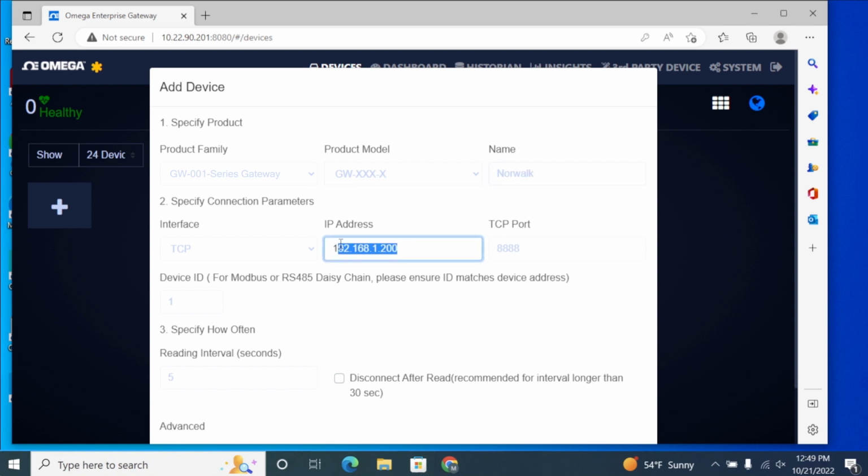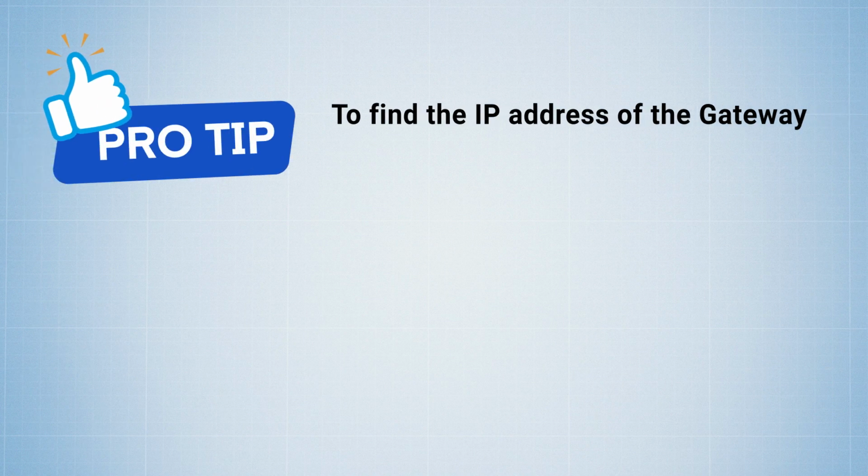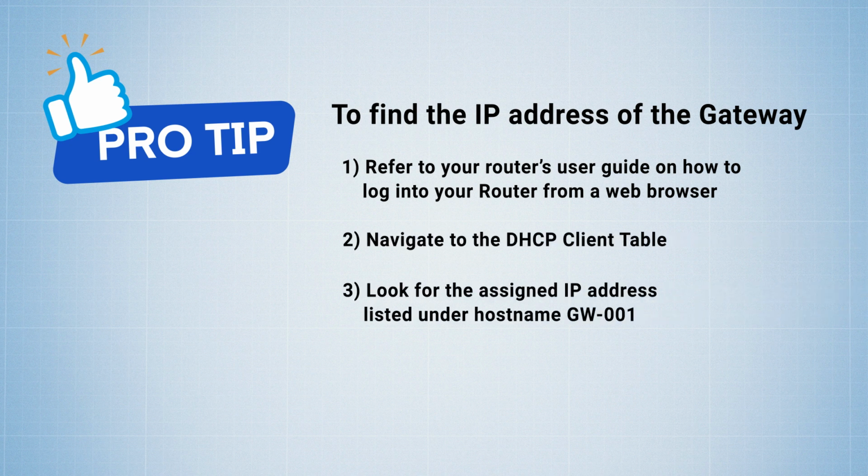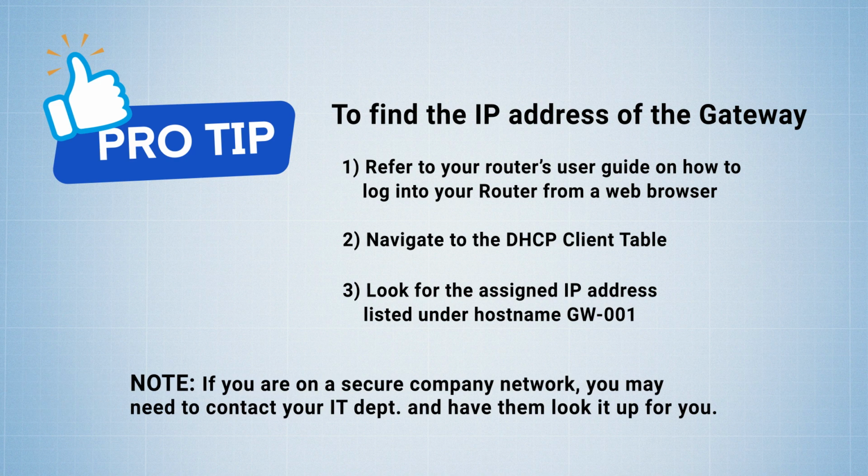Input the IP address of the connected gateway device as it appears in the local area network. And here's another pro tip. To find the IP address of the gateway as it appears in the local area network, refer to your router's user guide on how to log into your router from a web browser. Navigate to the DHCP client table and look for the assigned IP address listed under hostname GW-001. But keep in mind, if you're on a secure company network, you may need to have your IT department look it up for you.